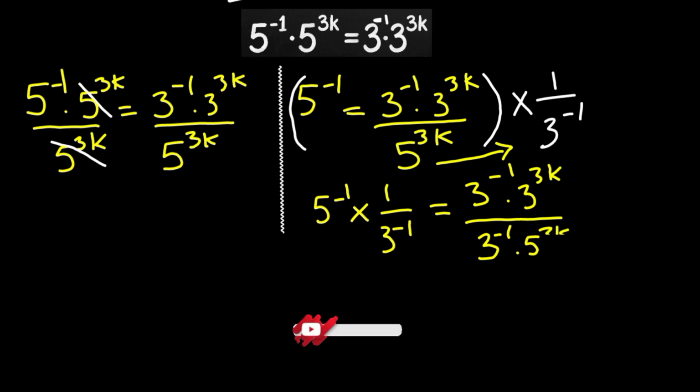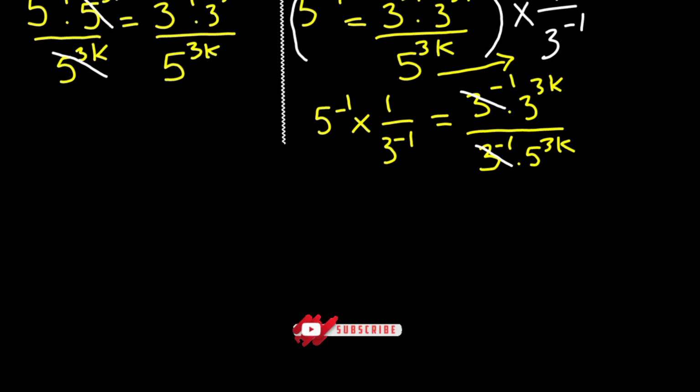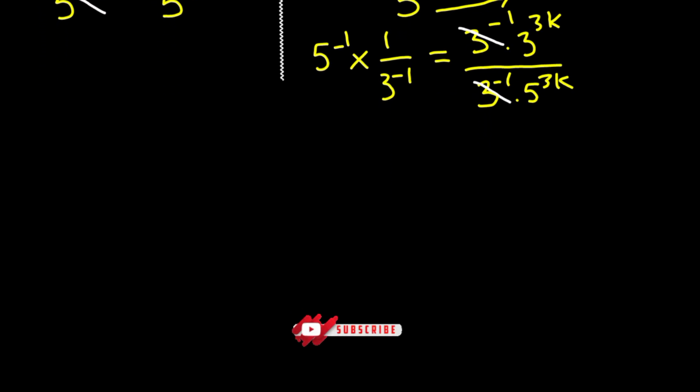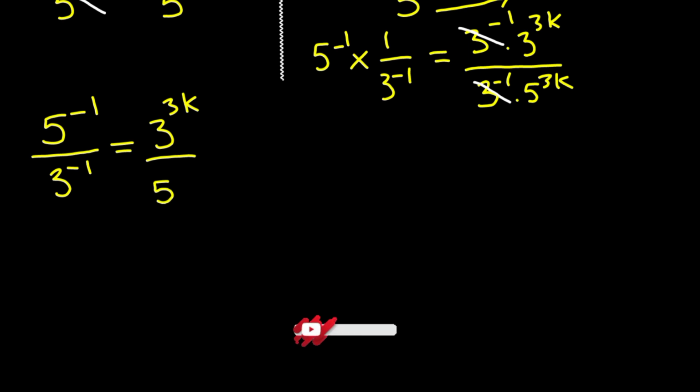And after doing this, 3 to the power of minus 1 can cancel out 3 to the power of minus 1. And simplifying further, we will have 5 to the power of minus 1 divided by 3 to the power of minus 1 equals 3 to the power of 3k divided by 5 to the power of 3k.